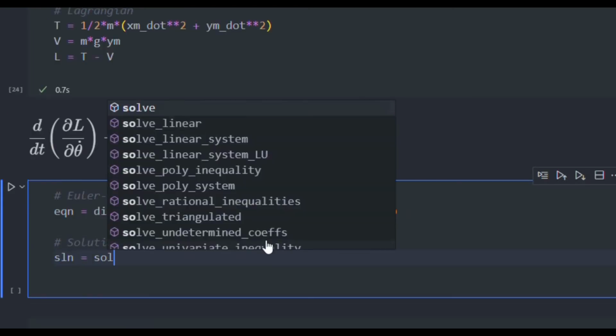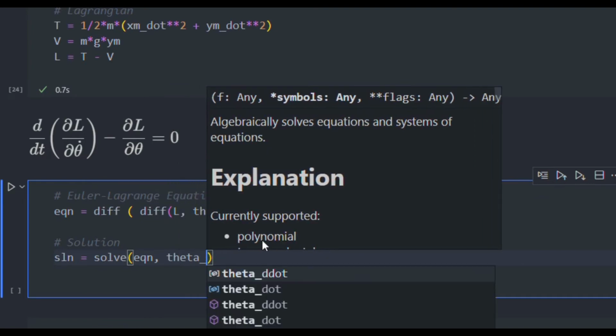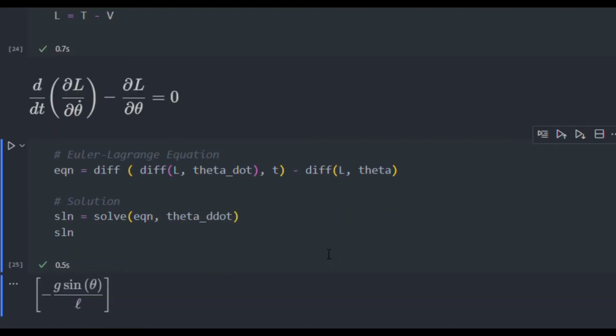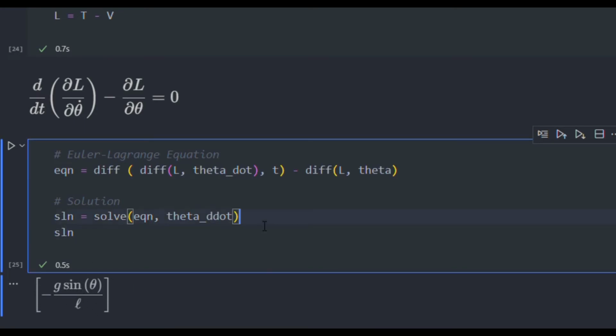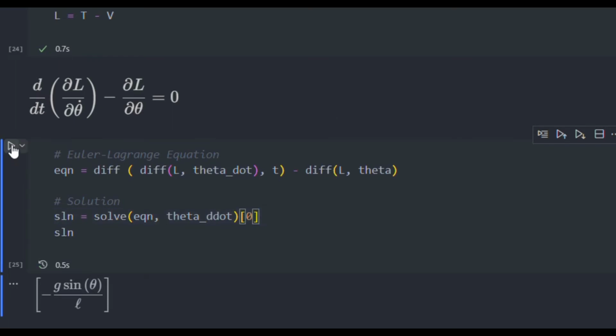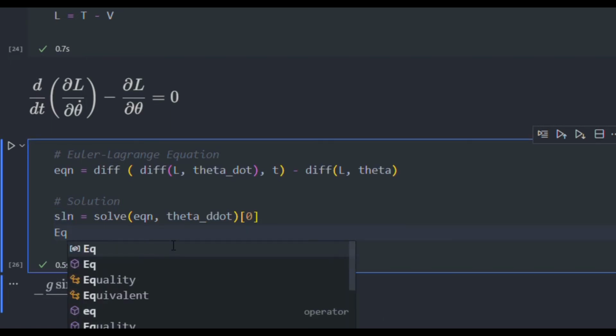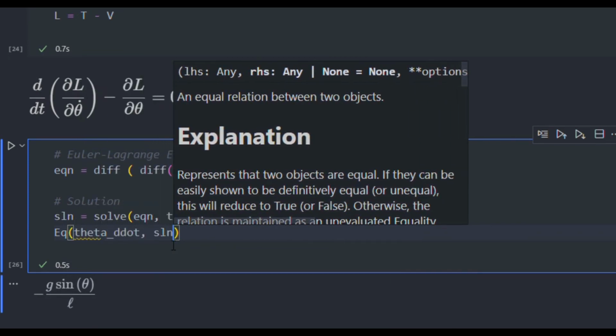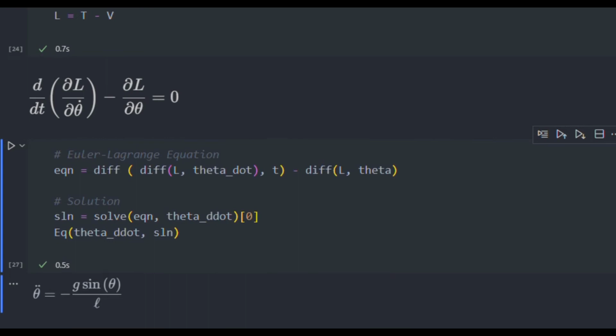So our solution is going to be solve equation for theta double dot. And if we print out the solution right here, we see we get a list of all the different solutions to this equation. So we're only interested in this first solution, because that's the only one. So let's just go ahead and pull that one out. So running this again, we see that our solution is going to be minus g sine theta over l. And I could write that nicer with this equate theta double dot to be a solution. So running that, we see theta double dot is going to be minus g sine theta over l.